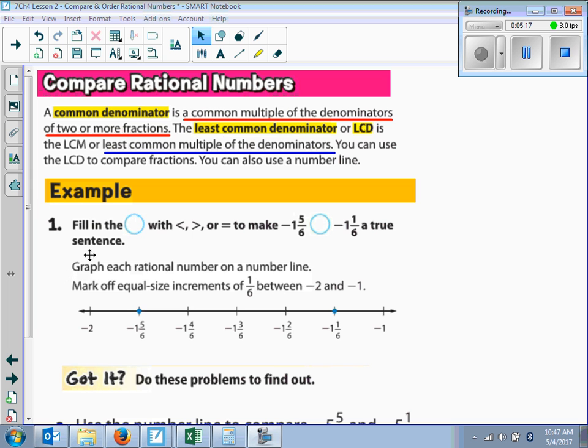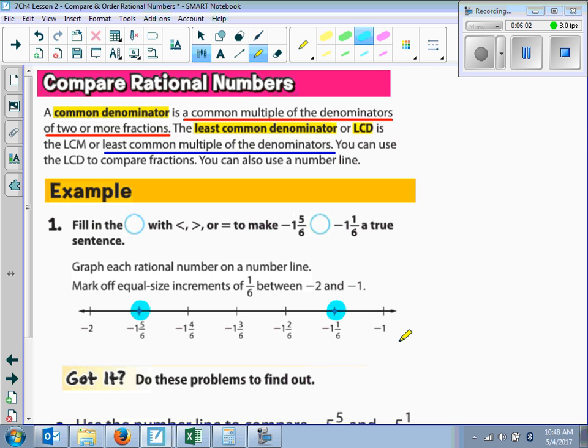In example 1, it says fill in the circle with a less than, a greater than, or an equal to, to make negative 1 and 5/6 compared to negative 1 and 1/6 a true sentence. So the first thing we're going to do is create our number line, and we have to mark off equal size increments of 1/6, okay, because we are comparing the sixths. So here on our number line, here is negative 1 and 5/6, and here is negative 1 and 1/6.